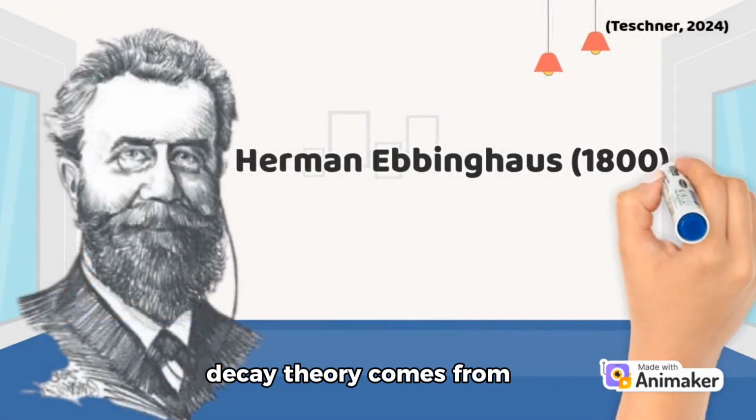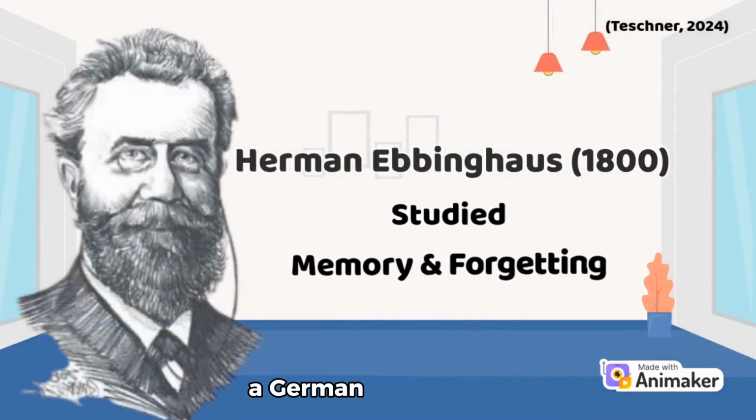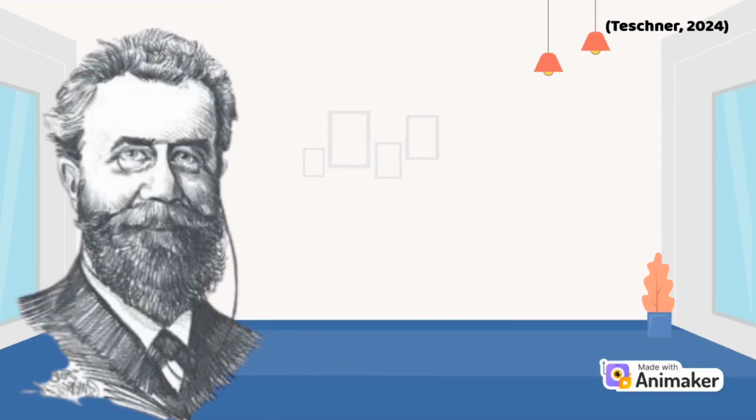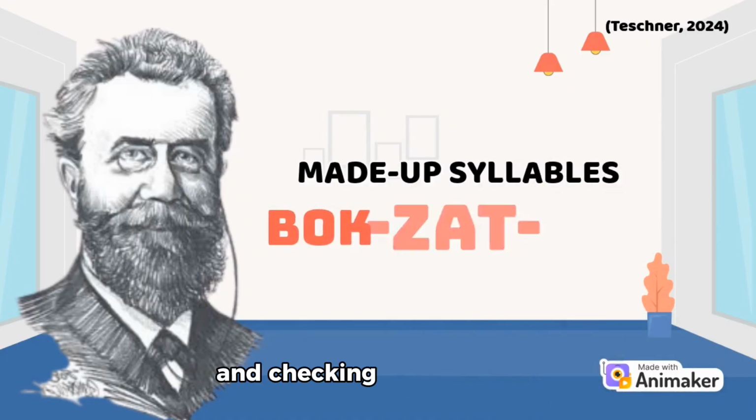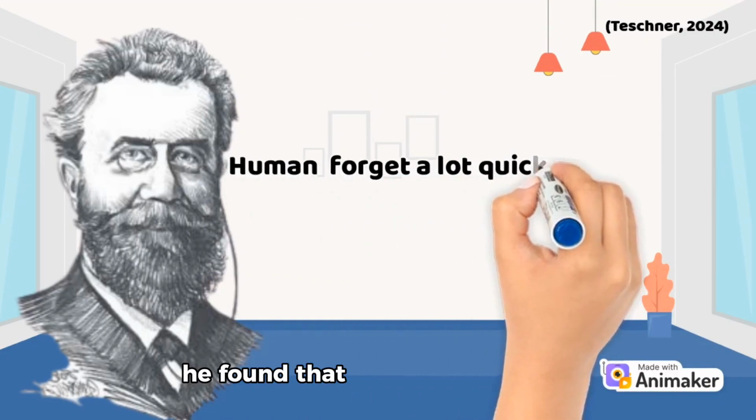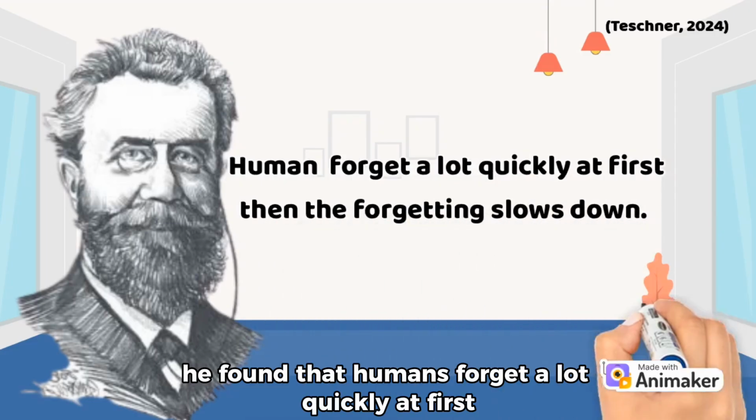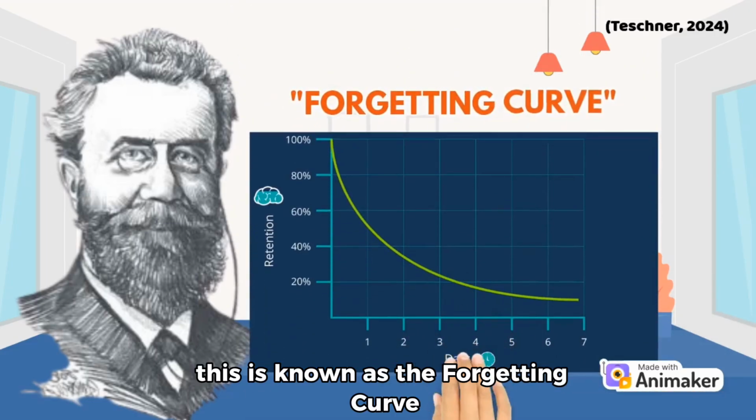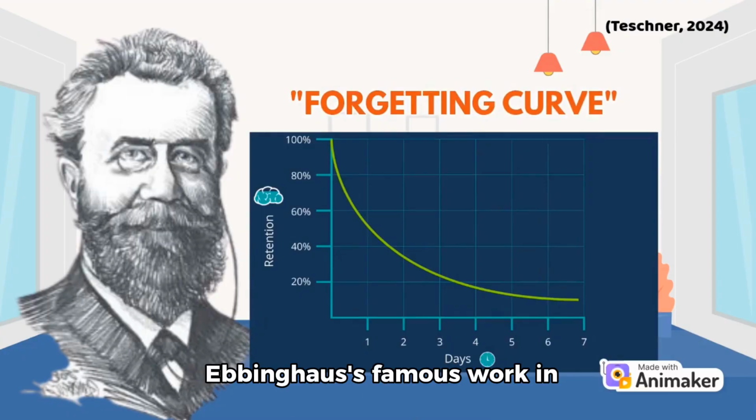Decay theory comes from the work of Hermann Ebbinghaus, a German psychologist who studied memory and forgetting in the 1800s. He tested his own memory by learning made-up syllables and checking how much he remembered after different times. He found that humans forget a lot quickly at first, then the forgetting slows down. This is known as the forgetting curve, Ebbinghaus's famous work in memory and forgetting.